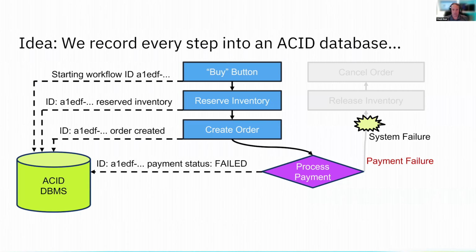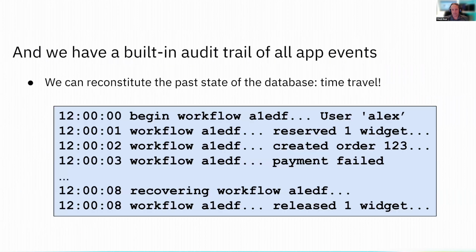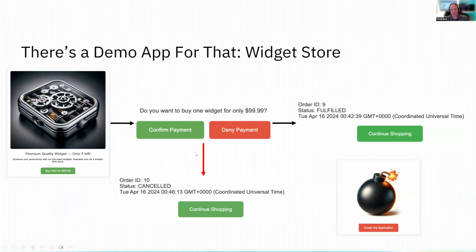That's durable execution. We can always continue where we left off. Find another machine, start it up in the same place, let it finish. And as a nice little bonus, we do have an audit trail of everything that happened because we've been recording it in the database. There is a demo app for that specifically. That's our widget store. I'm not going to go over it today, but if you're interested, we have a kind of fun little app you can get either in Python or TypeScript and see the code and how it works.